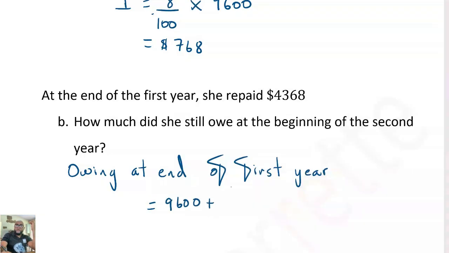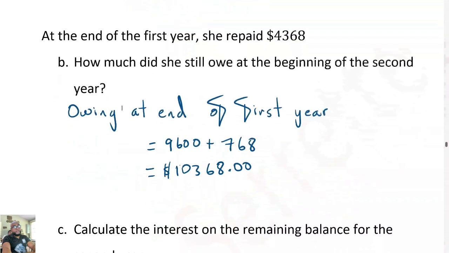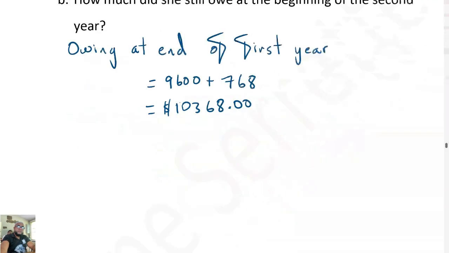And how much did she owe in interest after the first year? 768. So how much is she owing at the end of the first year? This is the principal, and this is how much the interest came up to. 10,368. That's right. That's how much she's owing. But how much did she pay off? 4,368. So we go to the beginning of the second year, right?